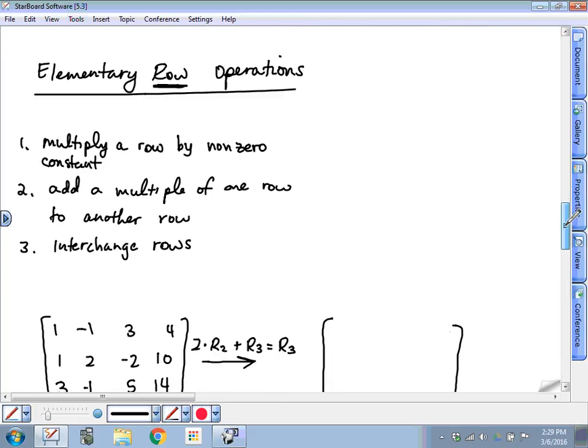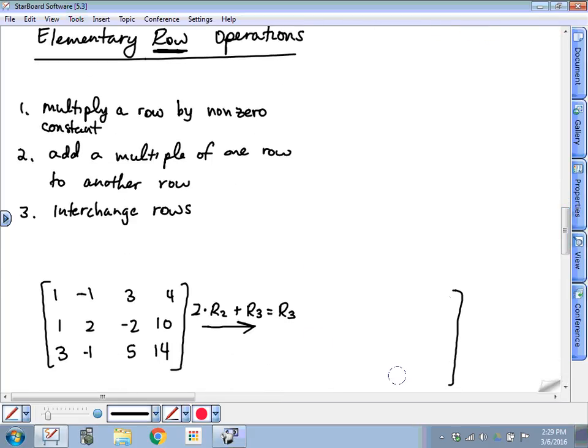Let's practice some row operations. I've got a matrix here. I want you to copy the matrix. And this is the notation, what I've got written to the right side. This is the notation for performing row operations.